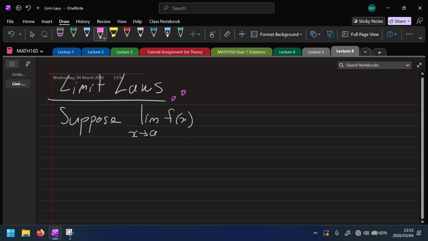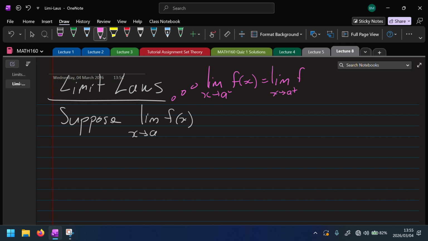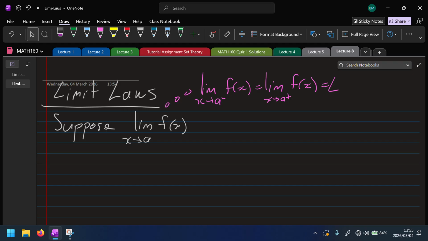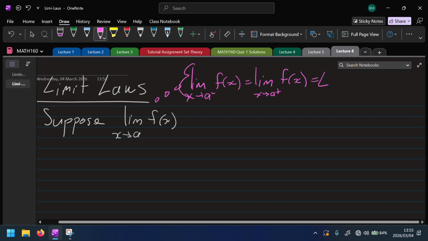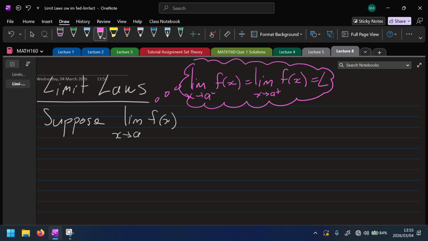left limit, right limit, they must agree. They have some value L, so the limit value is L. So limit x goes to a minus is equal to limit x goes to a plus. They agree, they have a value L, so this limit is L. If you're not thinking this, you're not going to get it. Always think about that.